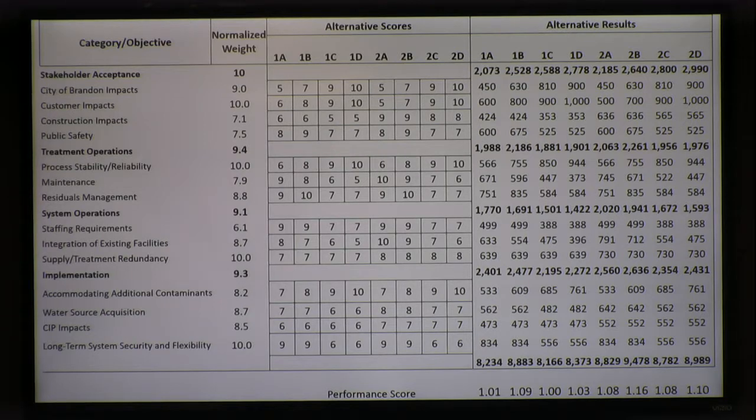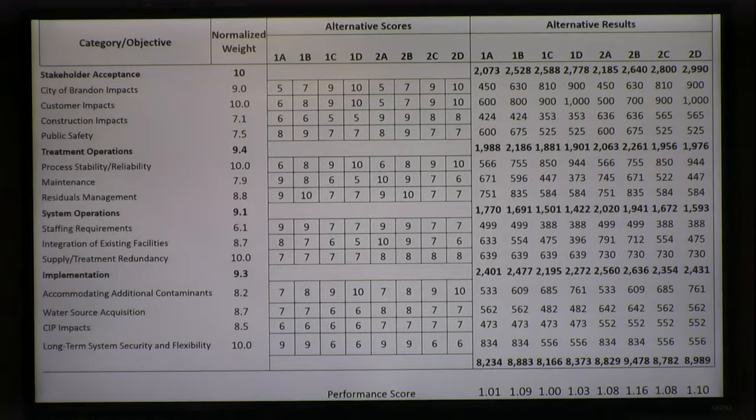So in looking at these scores and then multiplying times the normalized weight of the objective and also times the normalized weight of the category, each of these objectives received a numerical score. They were all added up to the category score and then totaled to give the total performance score. On the bottom, you can see how they are ranked relative to each other.